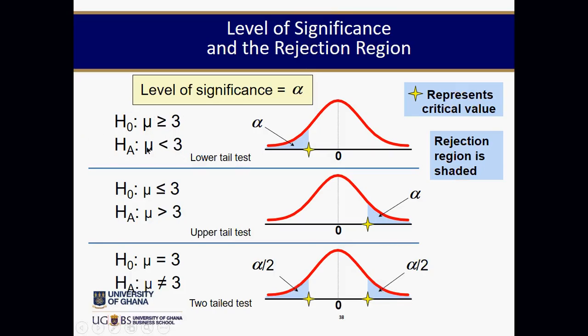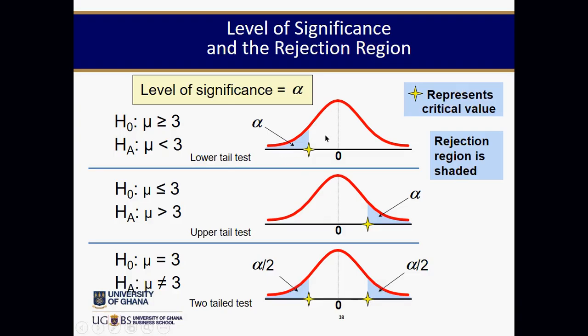Normally the rejection zone is based on the alternative. If the alternative is less than, then it will come to the left-hand side, or the lower tail. If the alternative is greater than, then it will come to the right-hand side, or the upper tail. But if it is not equal to, then we divide into 2, meaning that alpha will be divided into 2. So if it is a 5% significance level, it will be divided into 2.5% on each side.